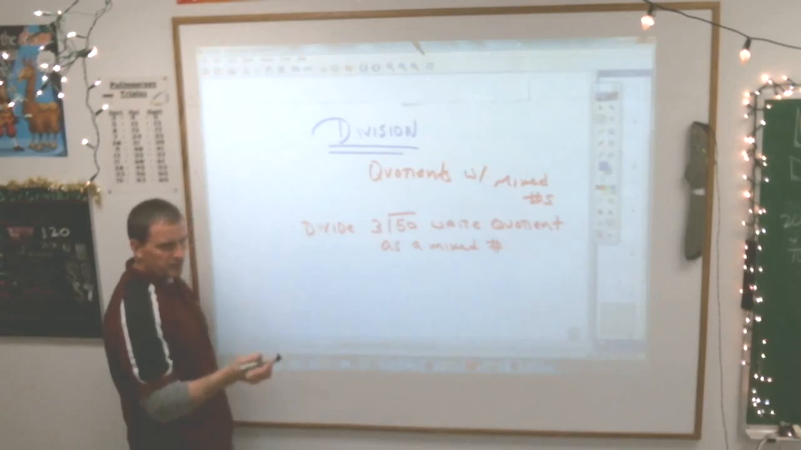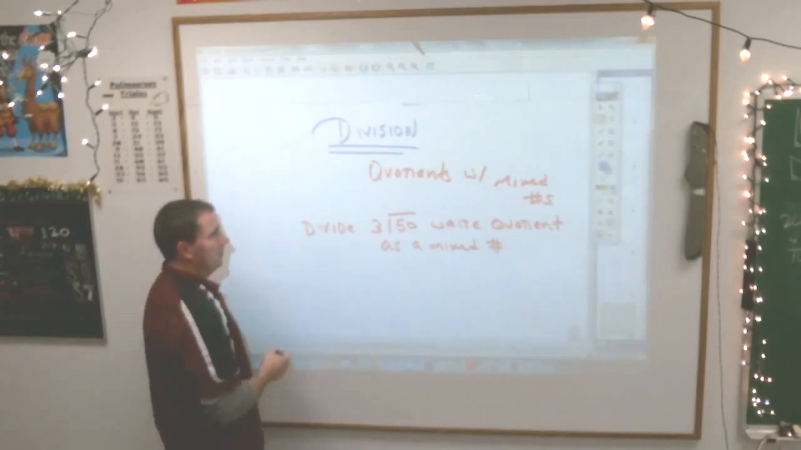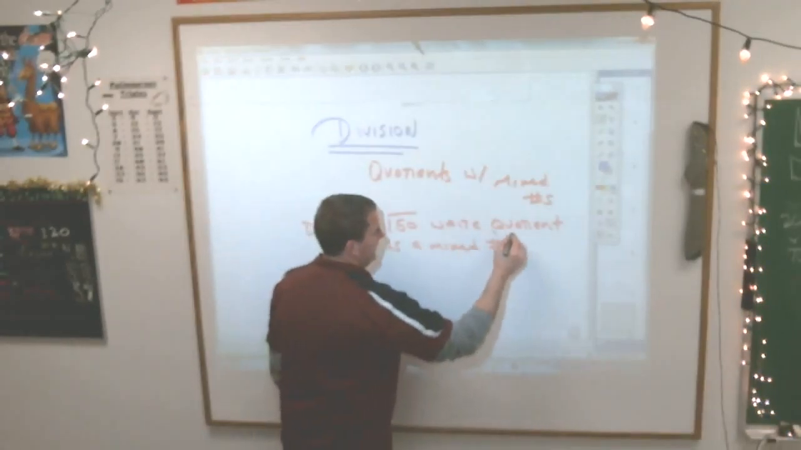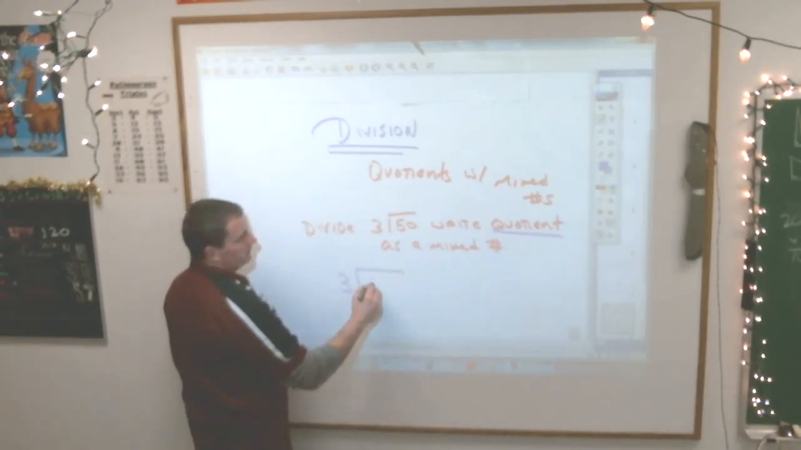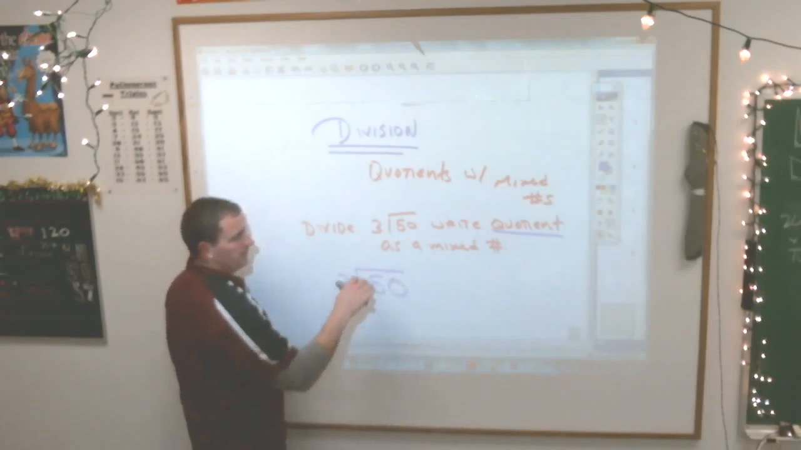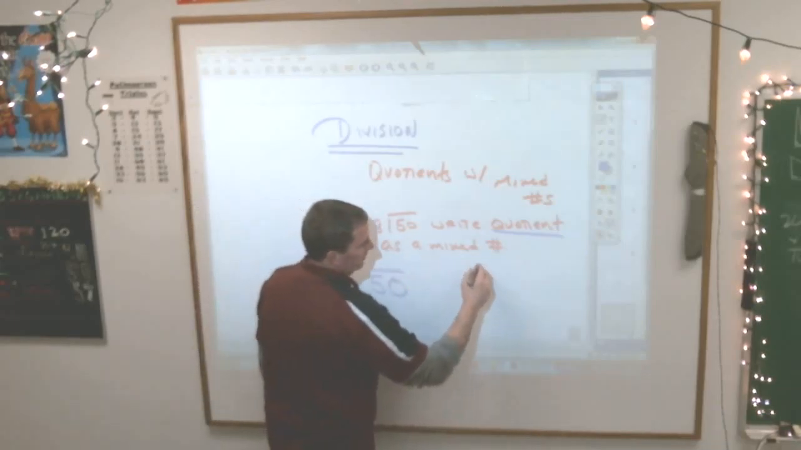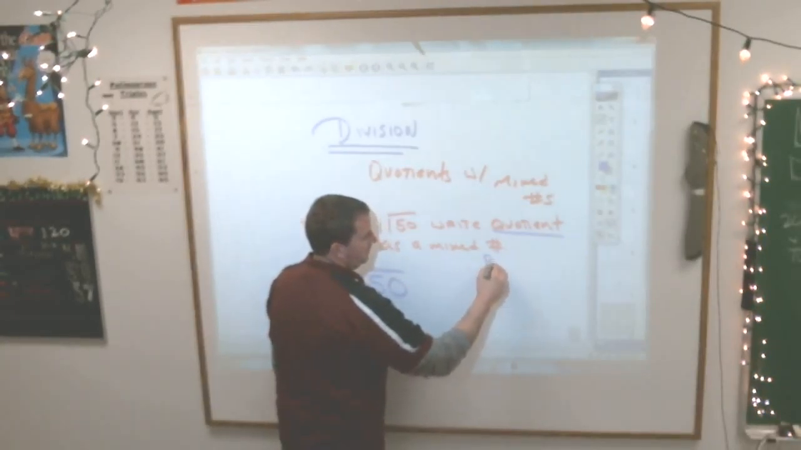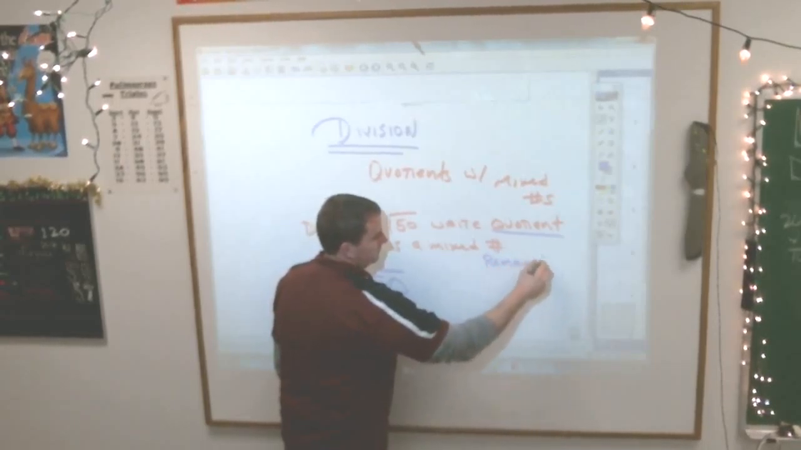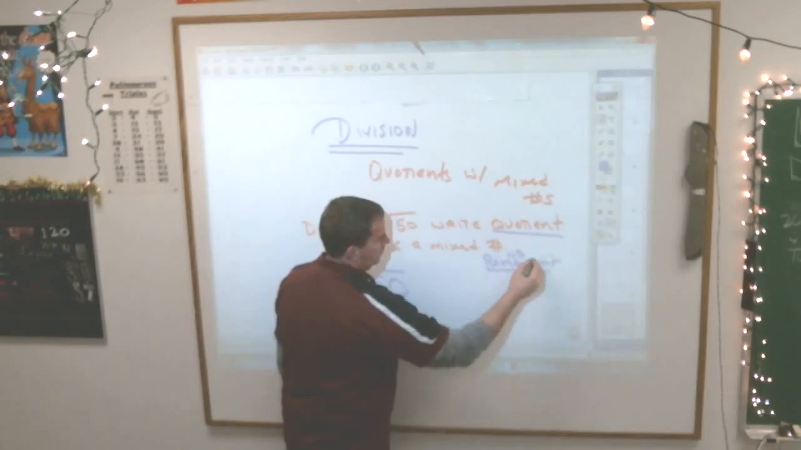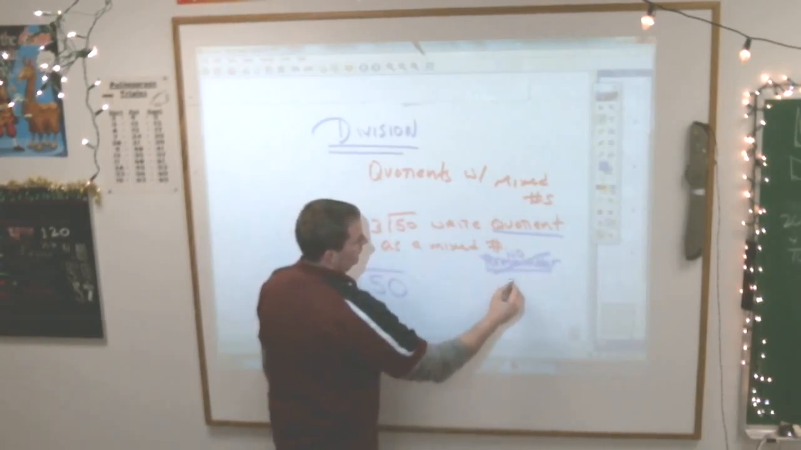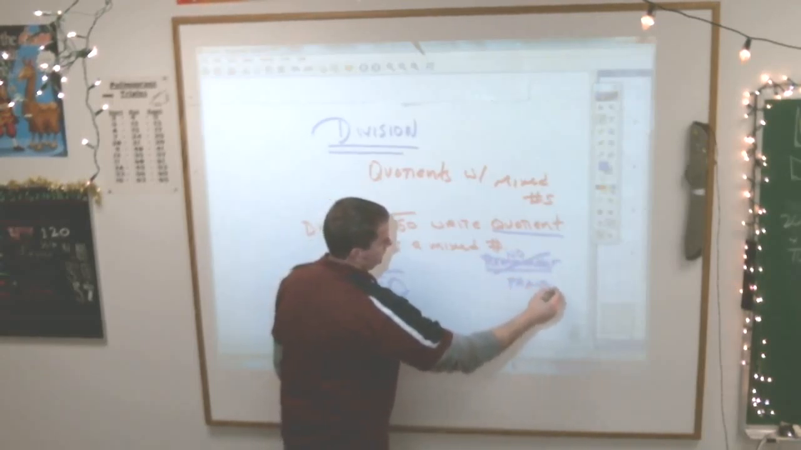Yeah, right. Fractions? Okay. Again, quotient is the answer to a division problem. So if you're taking 3 into 50, and they tell you to write it as a mixed number, you will not write it as a remainder. There's no remainder. You end up with a fraction at the end.